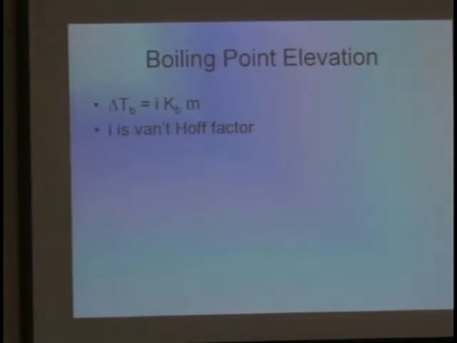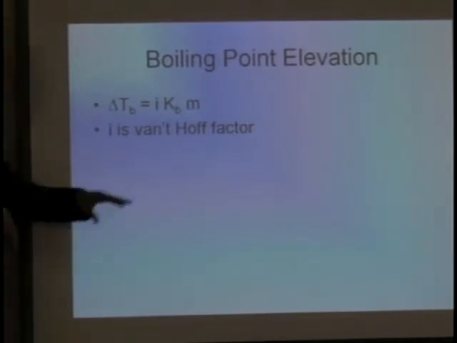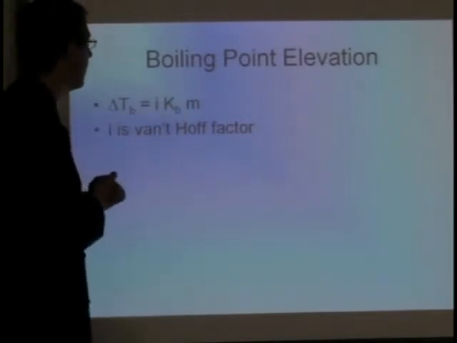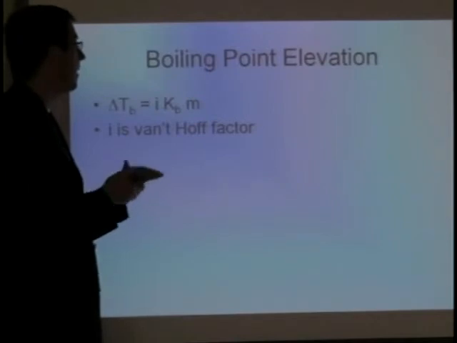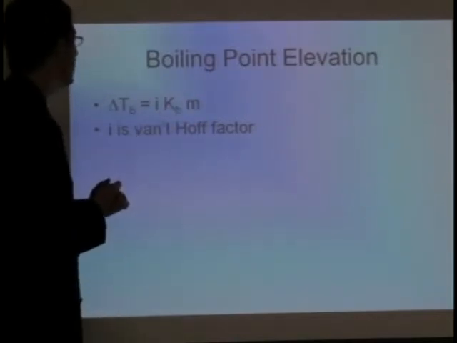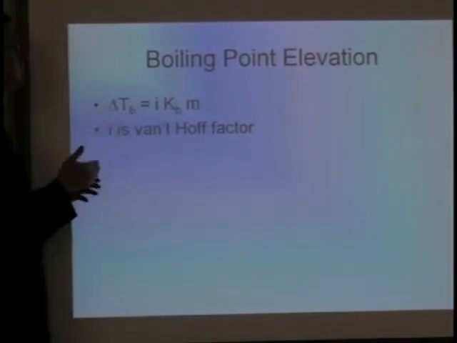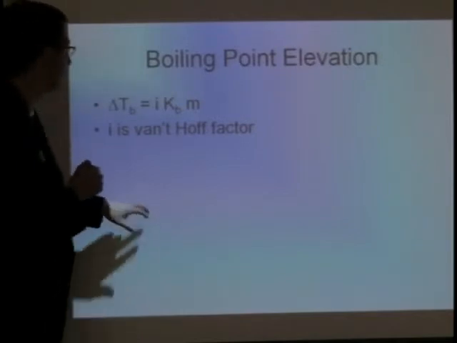Kb is the boiling point constant for water, which is 0.52 degrees Celsius per molality. Lowercase m is molality. So again, all we do is multiply the Van't Hoff factor times the Kb times the molality of the solution, and that would tell us how much the boiling point is raised by.